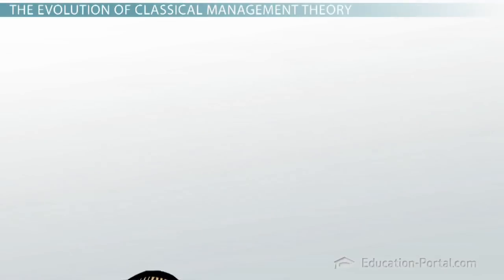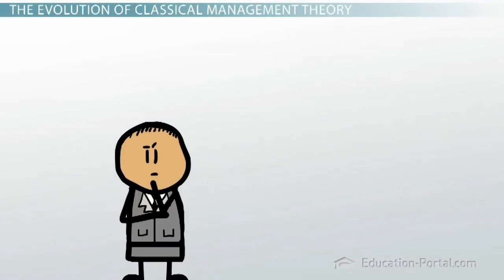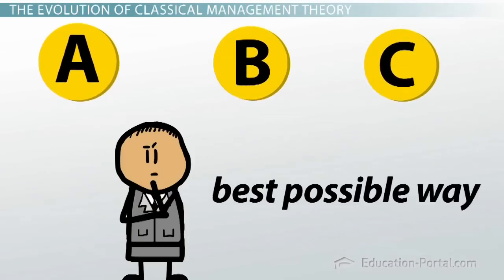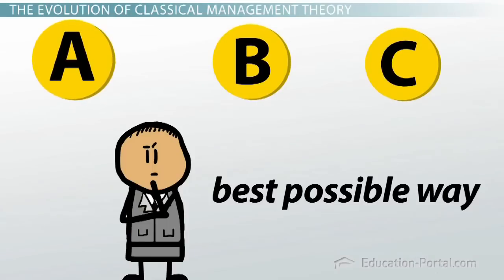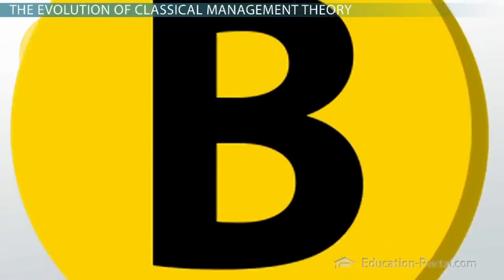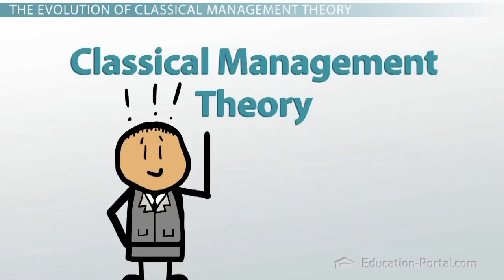efficiently. Managers then began to formulate and test possible solutions, one of which was to find the best possible way for workers to perform and manage their task. The research resulted in the development of classical management theory.